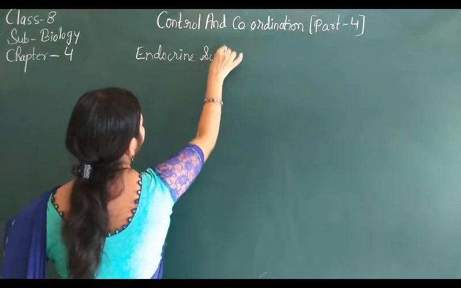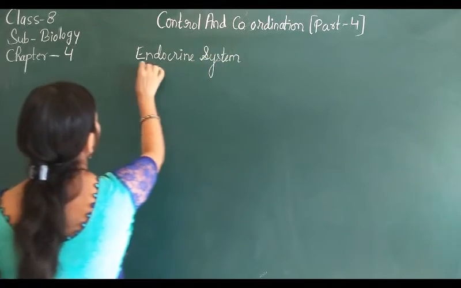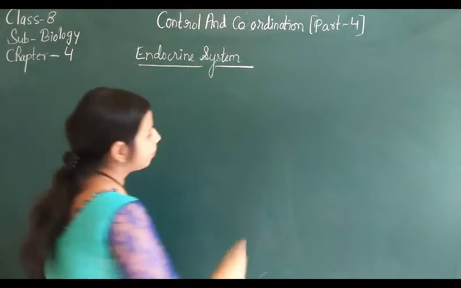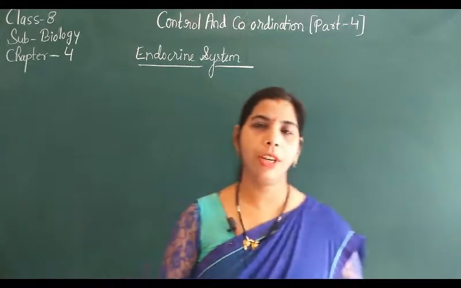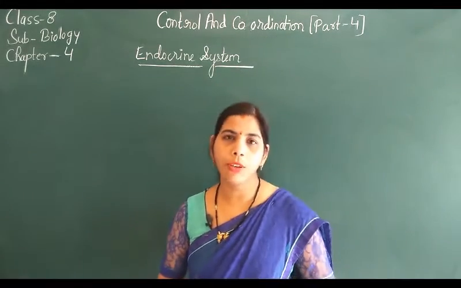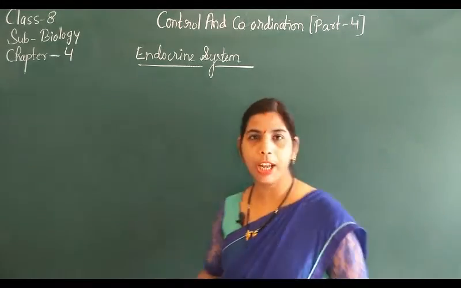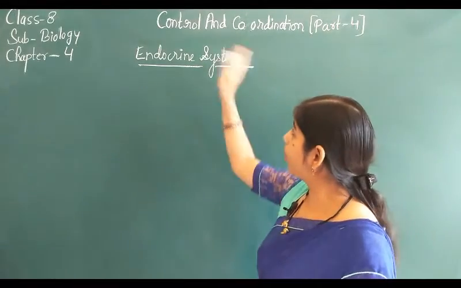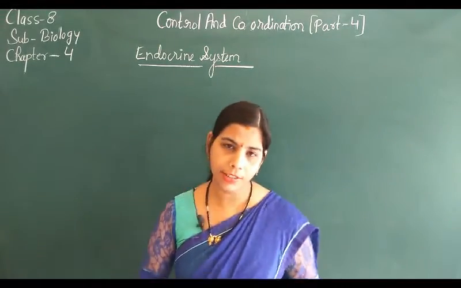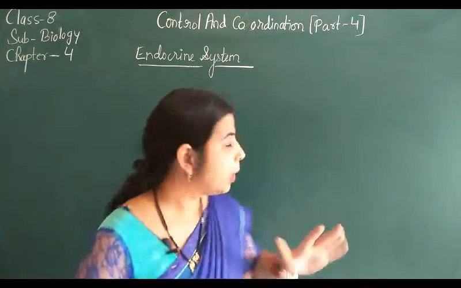Previously I already taught you about the nervous system, the parts of the nervous system and the neuron, the functional unit of the nervous system. Today I am going to teach you the second topic of this chapter, that is the endocrine system. Now what is the endocrine system?